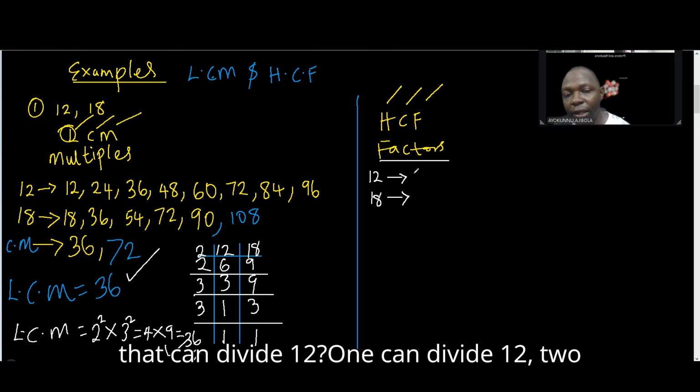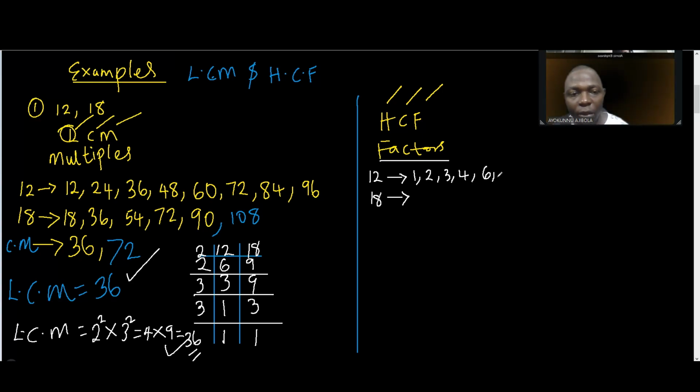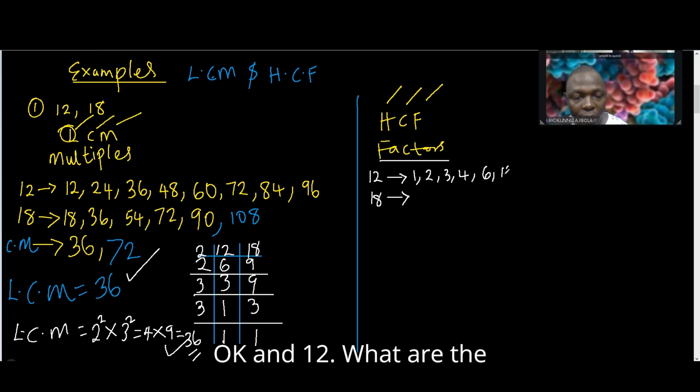The numbers that can divide 12. 1 can divide 12, 2 can divide 12, 3 can divide 12, 4 can divide 12, 6 can divide 12, and finally 12.